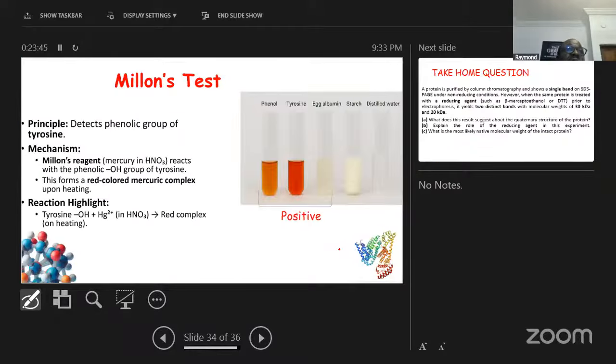So we have the Millon's test. The Millon's test detects phenolic groups too, like Xanthoproteic test. So it detects phenolic groups of thyroxine. The Millon reagent, which is mercury in nitric acid, reacts with a phenolic hydroxyl group of thyroxine. This forms a red-colored mercury complex upon heating.